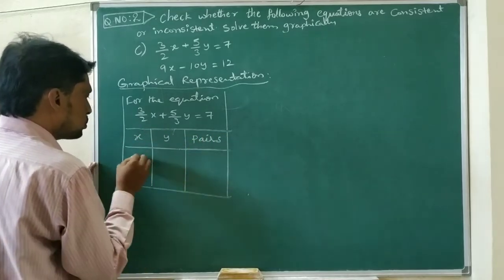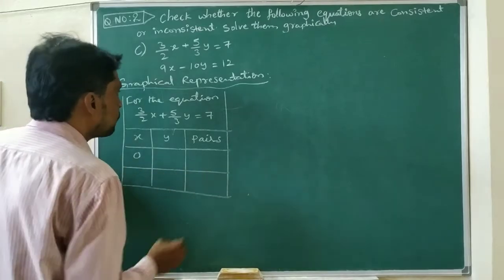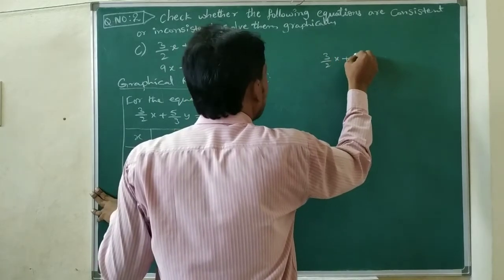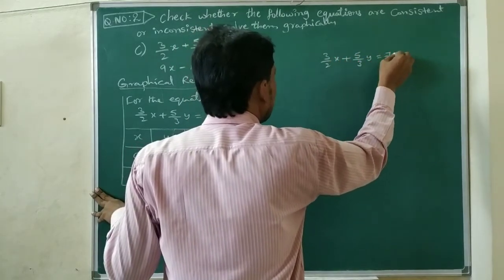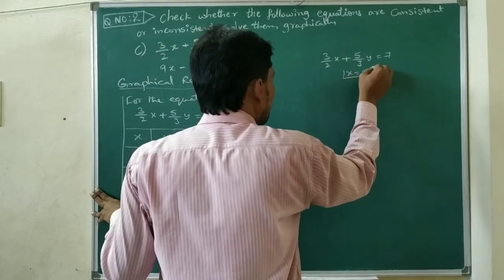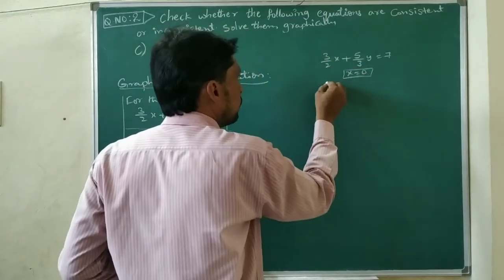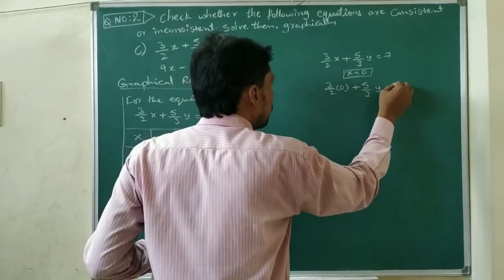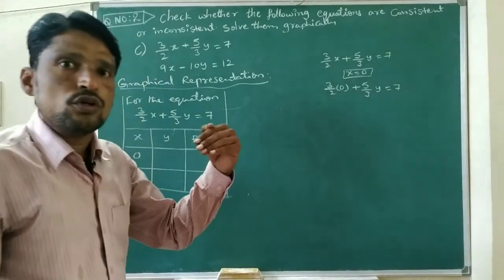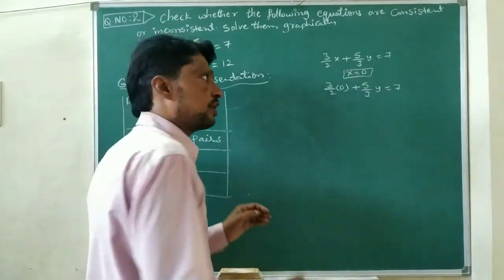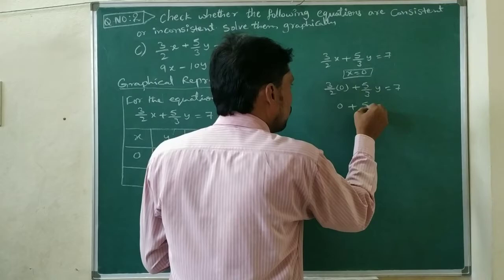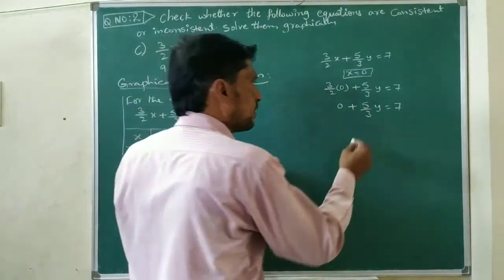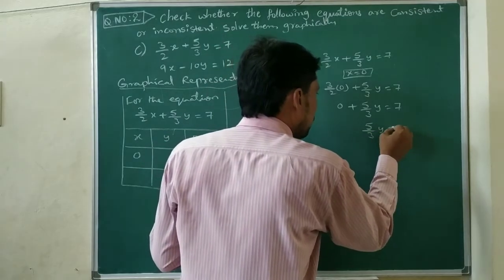So for the x value, the first assumption is 0. The given equation is 3/2x + 5/3y = 7. Taking x = 0, we substitute: 3/2 into 0 plus 5/3 into y equals 7. 3/2 into 0 is 0, so 0 plus 5/3y equals 7. So we get 5/3y = 7.